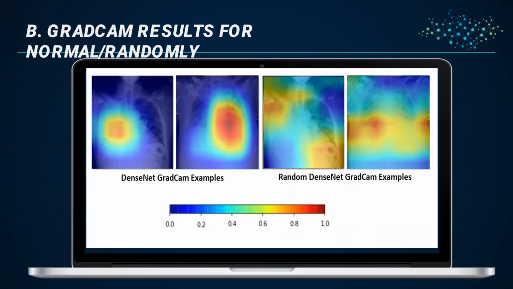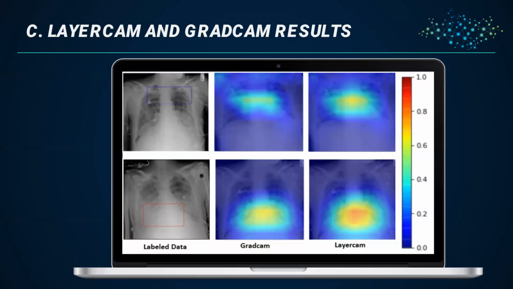Figure here shows the difference between the randomly labeled model and the correctly labeled model. Since learning did not occur in the randomly labeled model, the class heat maps almost did not focus on the lung area at all. Here we see another example of the salience maps generated by our models.